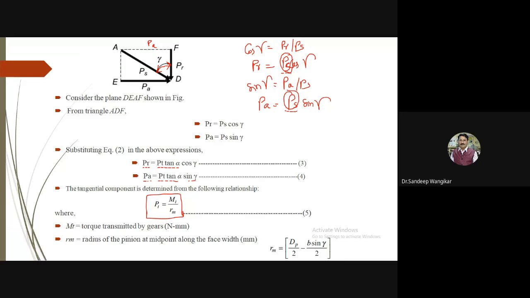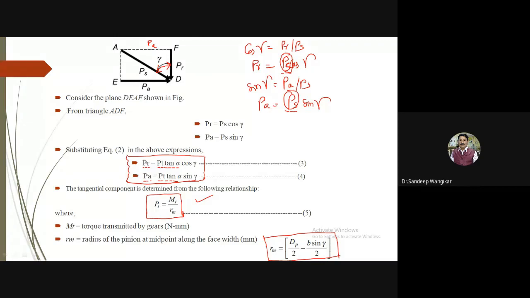And how to calculate RM? RM is equal to dP by 2 minus B sin gamma by 2. So by using this equation, we can easily calculate RM and we can calculate PT. And if we have PT, then by using these relations we can calculate PR and PA. So write down these formulas.